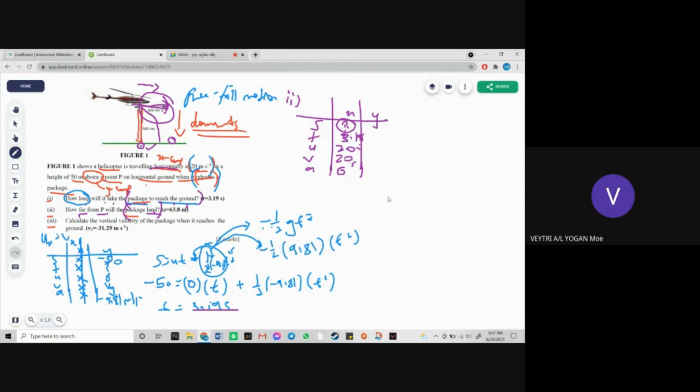Next, sekarang you guys can do your calculation freely. Let's try to use same formula, ut plus 1 over 2 at square. S kena cari. Jangan lupa, from X component, initial velocity 20, time 3.19, plus 1 over 2 acceleration kosong, T square, 3.19 square. Your S, for X component, you'll be getting 63.8 meters. Alright, any questions for this part?